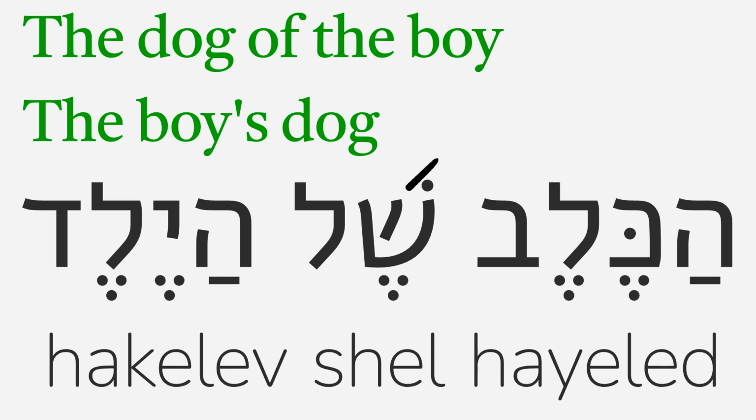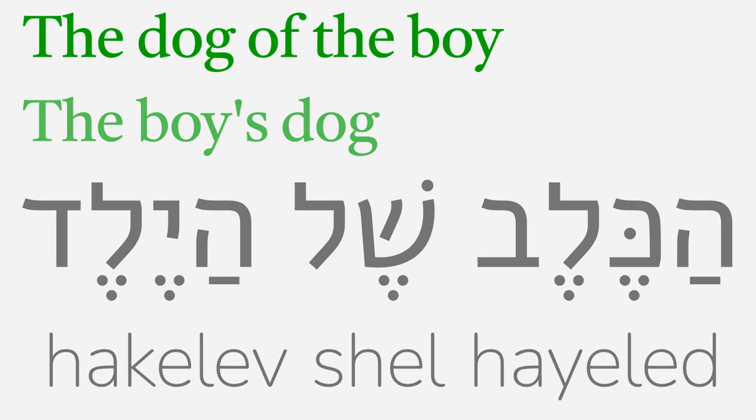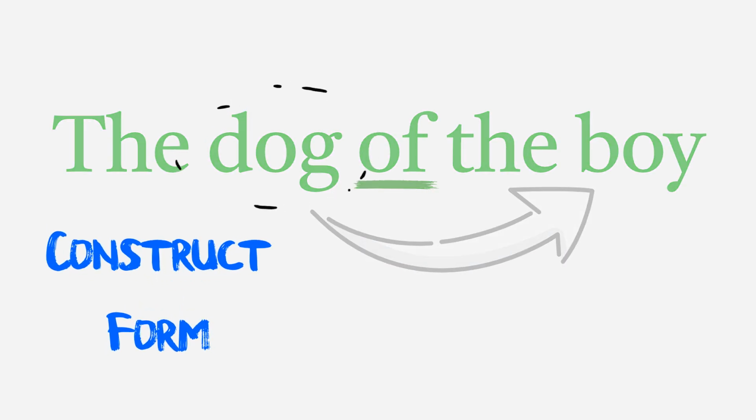Now, in biblical Hebrew, the boy's dog would not be ha-kelev shel ha-yeled, because in the Bible, the word shel is hardly ever used. The way biblical Hebrew, and in some cases modern Hebrew, show that one noun belongs to or is of another noun is by putting the first noun in something called construct form.